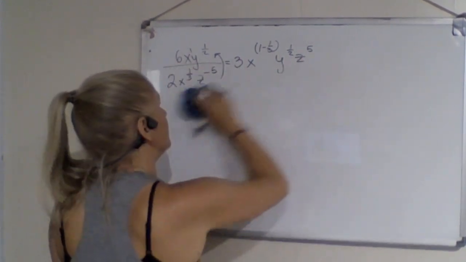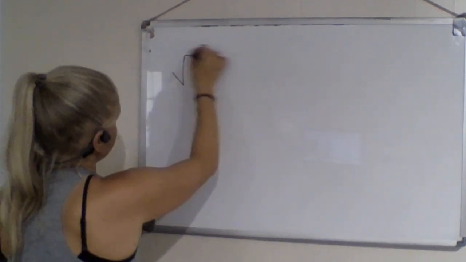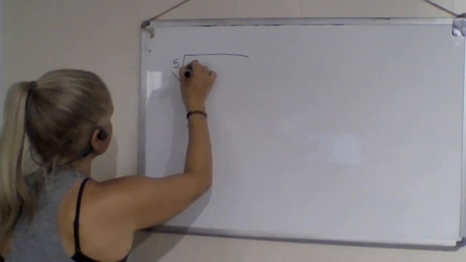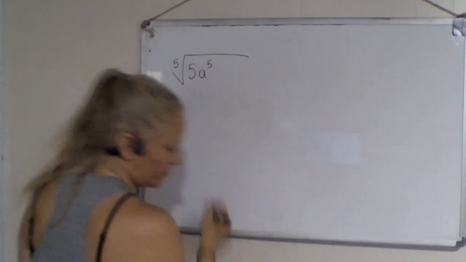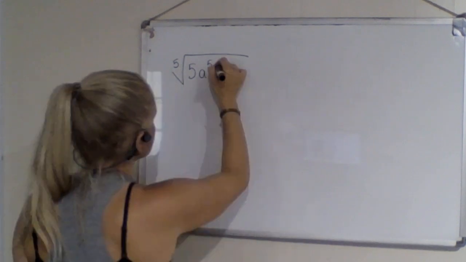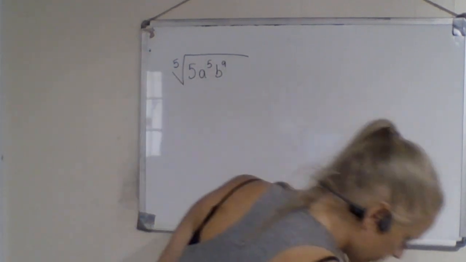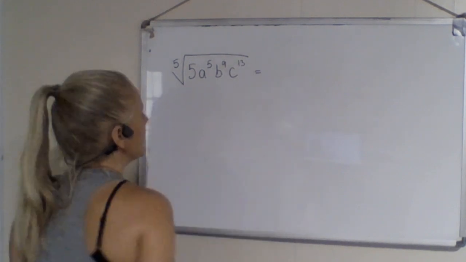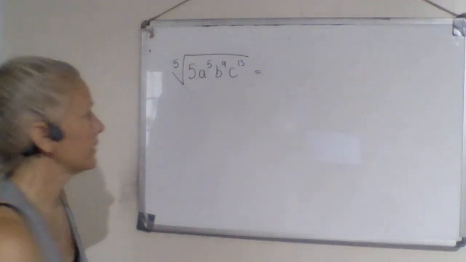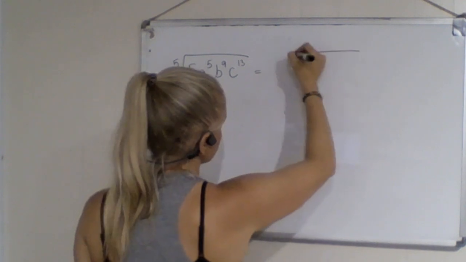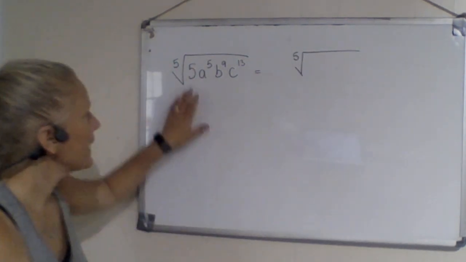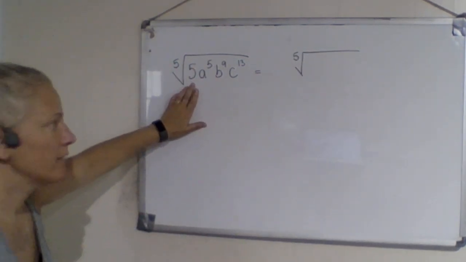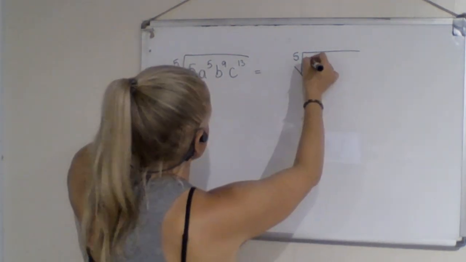How do we bring variable expressions to simple form? 5th root of 5 a to the 5th, b to the 9th, c to the 13th. I'm going to teach you a trick in here, okay? I know I'm going to end up with a 5th root. We did this in class too. 5th root of 5, you cannot pull out. It's going to stay in there.